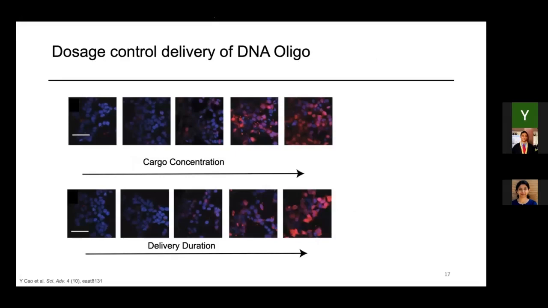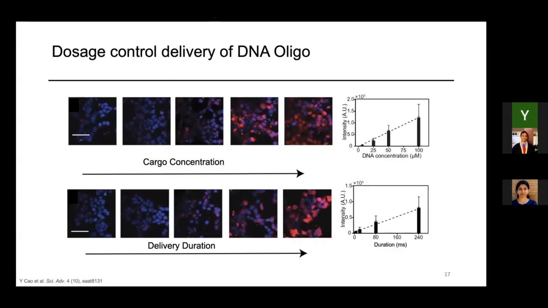So just to confirm our calculation, we delivered the Cy5-labeled DNA oligos into the HeLa cells with a series of DNA concentrations and delivery durations. As illustrated in these cell images, the DNA fluorescence intensity inside a cell increases with the increase of cargo concentration and delivery duration. We also plot the relationship. You can clearly see that DNA concentration in the cell has a linear correlation with the cargo dosage concentration and delivery duration, which exactly matches the equation that we proposed just now.